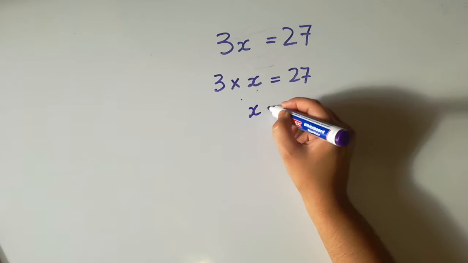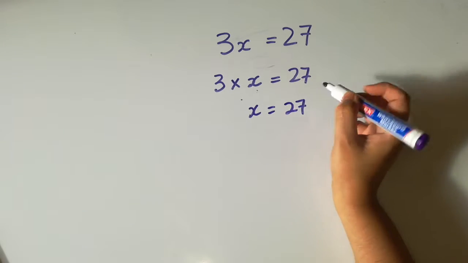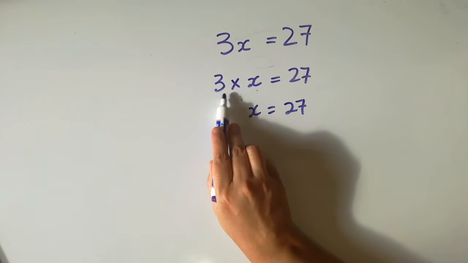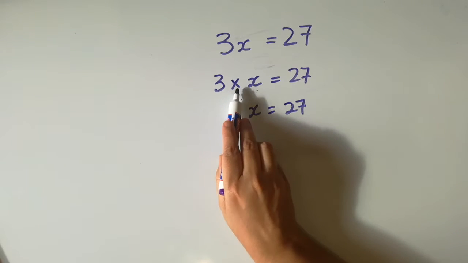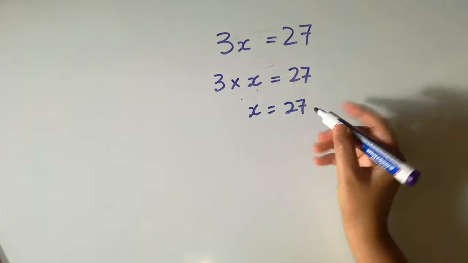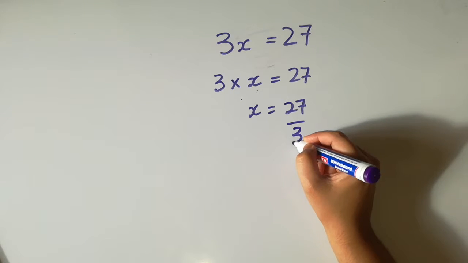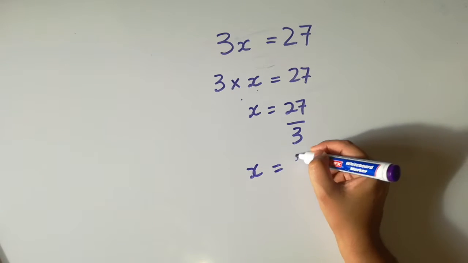So x is equal to 27 and I want to move this times 3 here. If I move this times 3, it will become divided by 3. So x will be equal to 9.